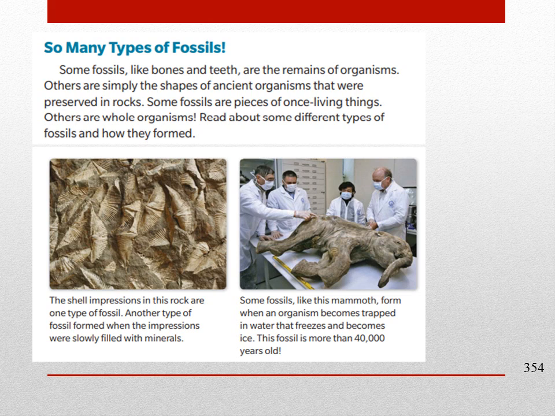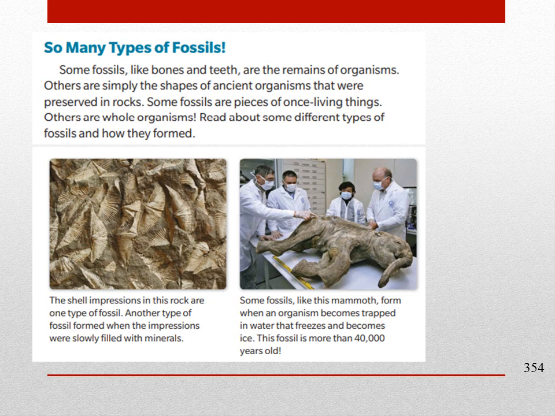Now please go to page 354. We have so many types of fossils. Some fossils like bones and teeth are the remains of organisms. Others are simply the shapes of ancient organisms that were preserved in rocks. Some fossils are pieces of once living things. Others are whole organisms. Read about some different types of fossils and how they formed.